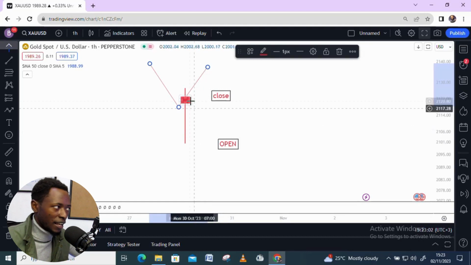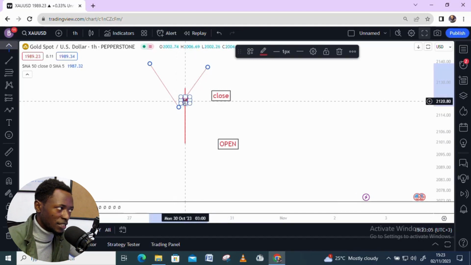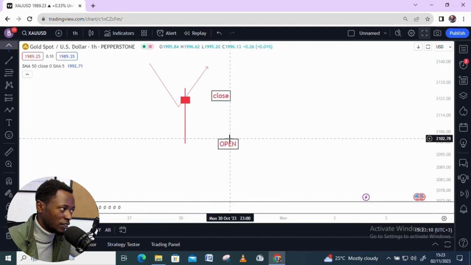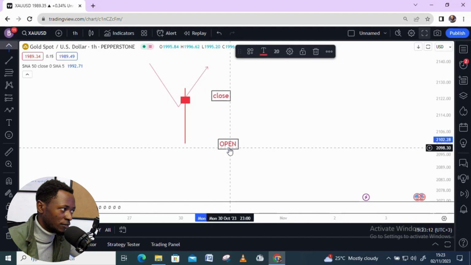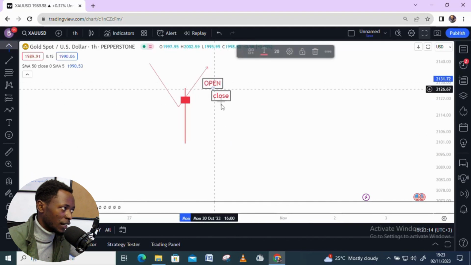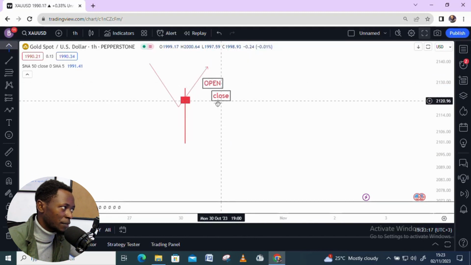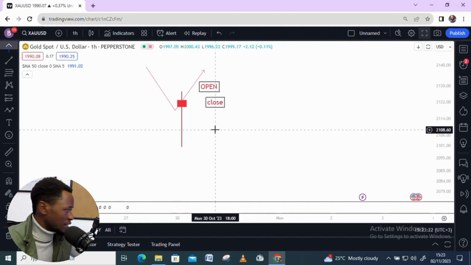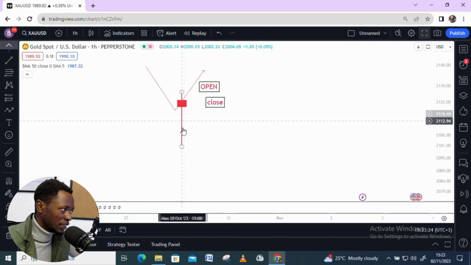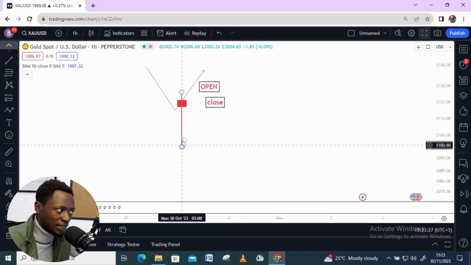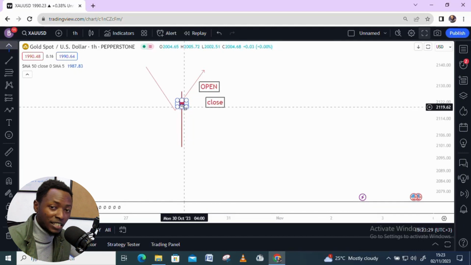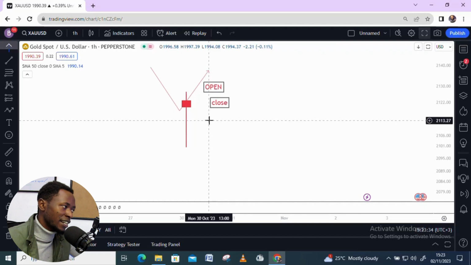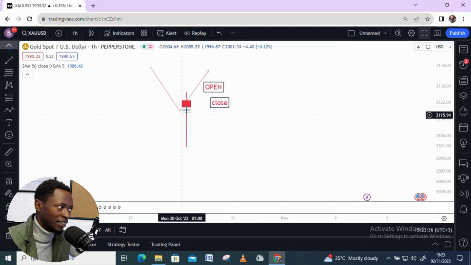A hammer simply means that from the open, since this price is bearish, this becomes the open, and the downside becomes the close of the candle. This simply means that price came, found buyers and rejected all the way up. So that is a hammer.